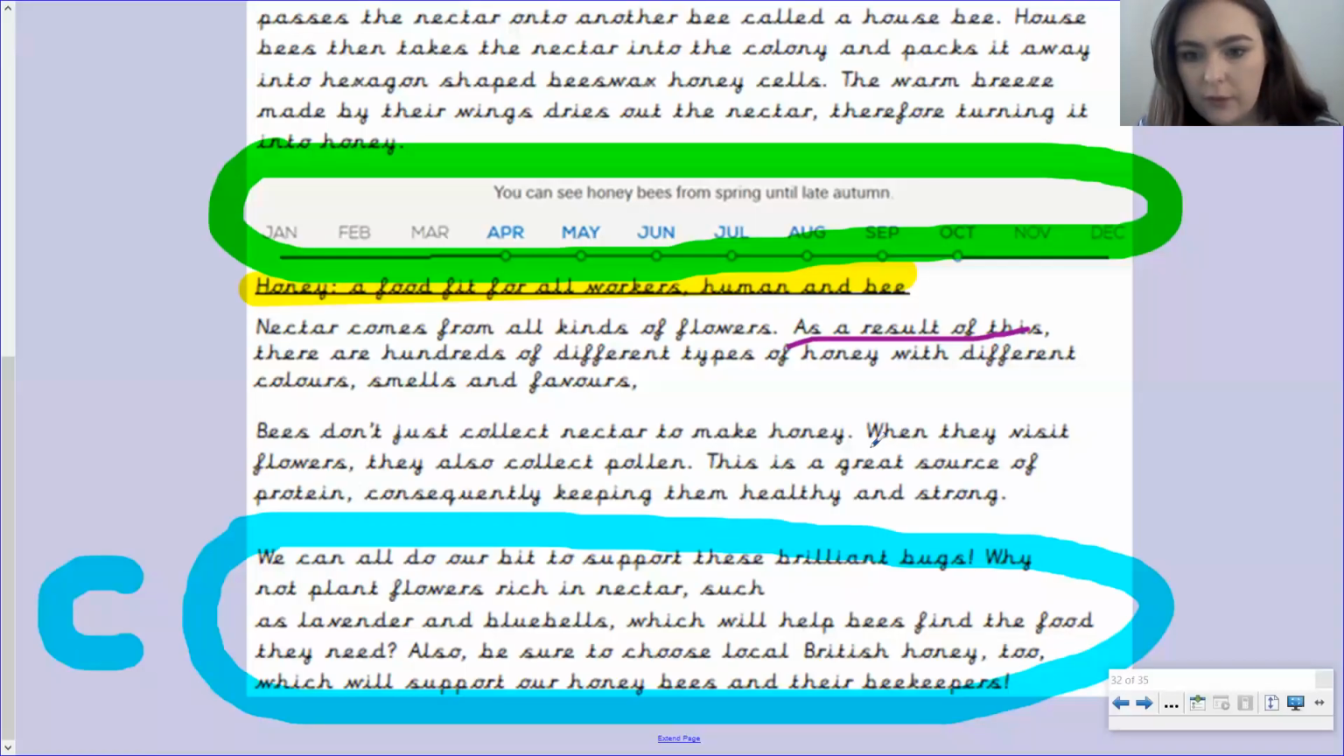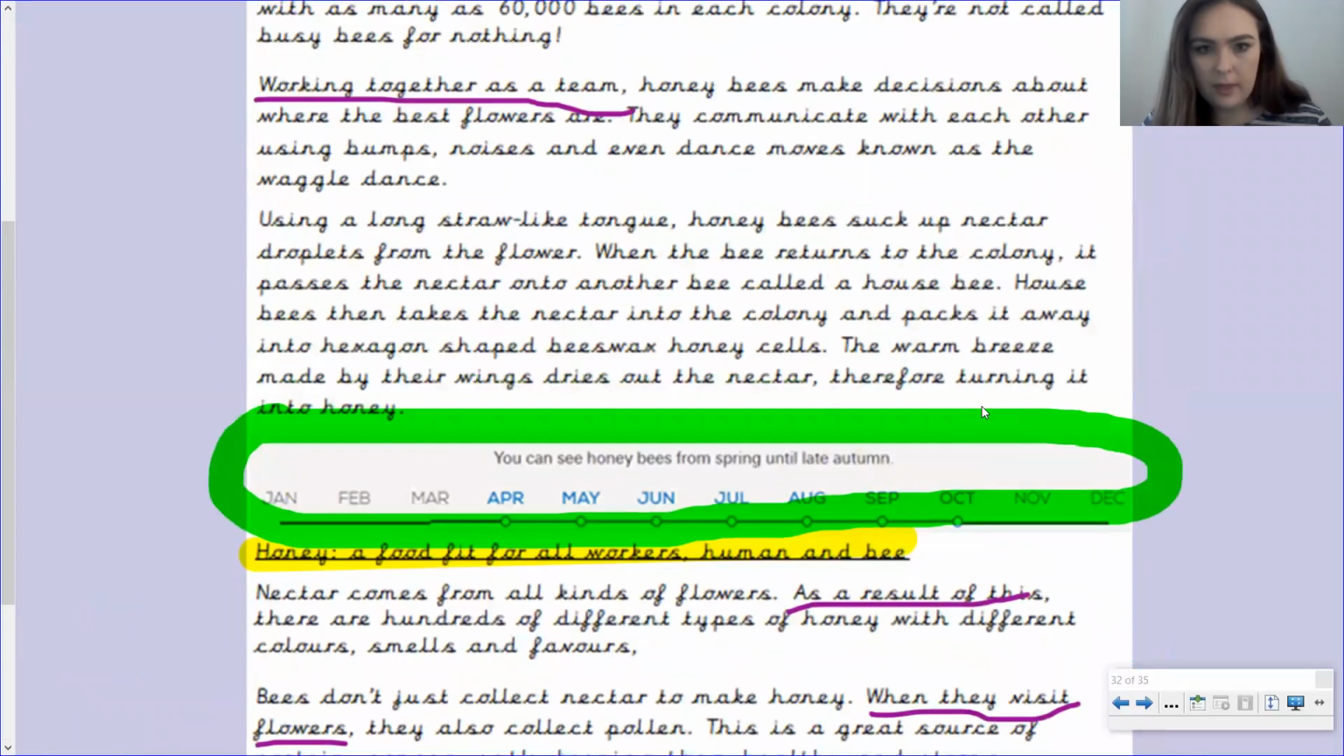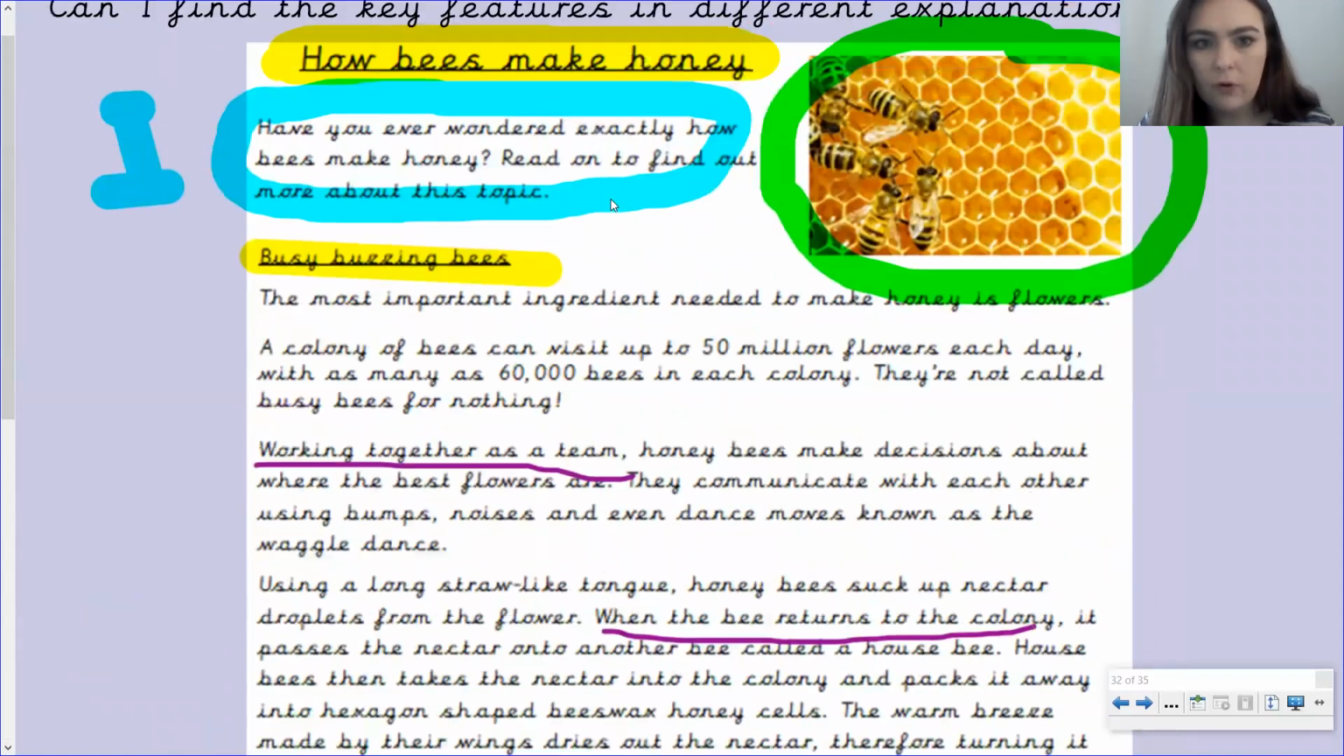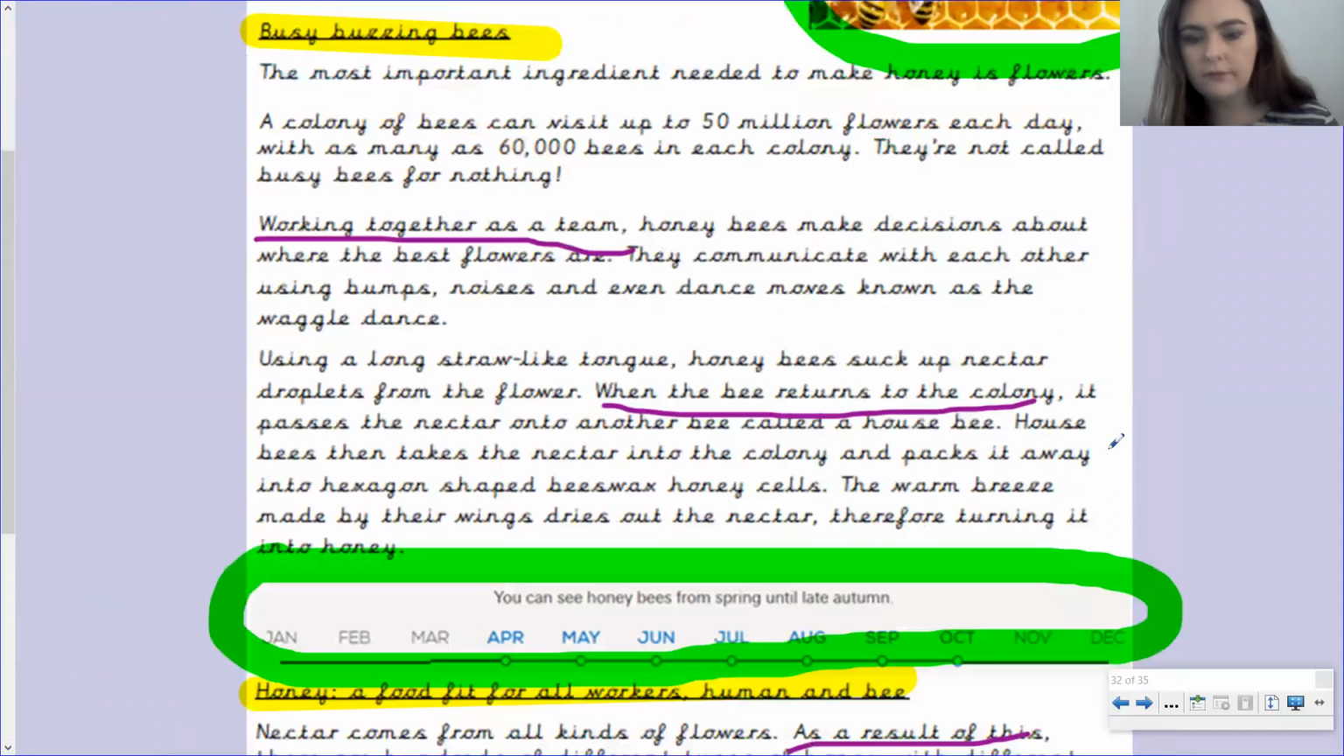Oh, and we've got another one here: when they visit flowers, that's a fronted adverbial. And I think, oh, we've got when the bee returns to the colony. Okay, and I think we have got all of our fronted adverbials now.